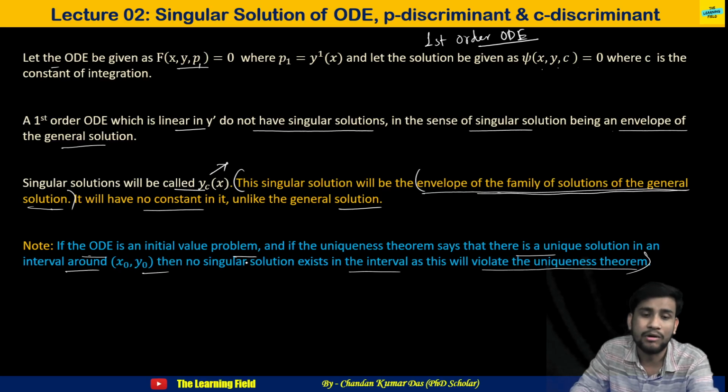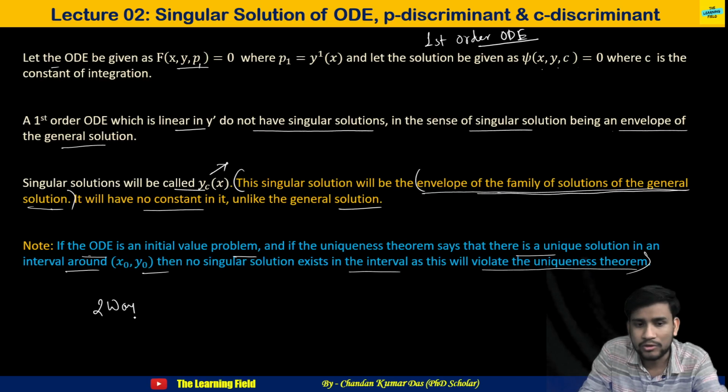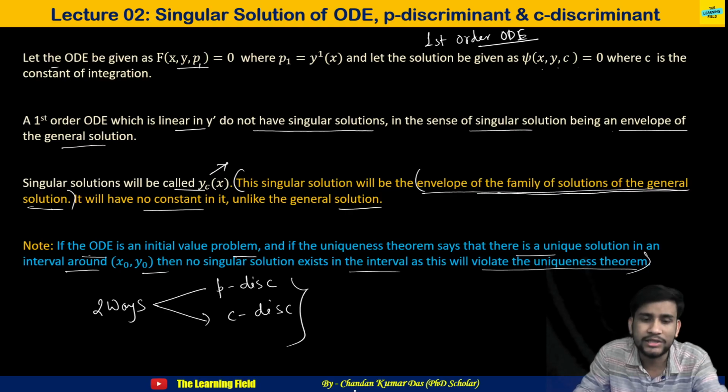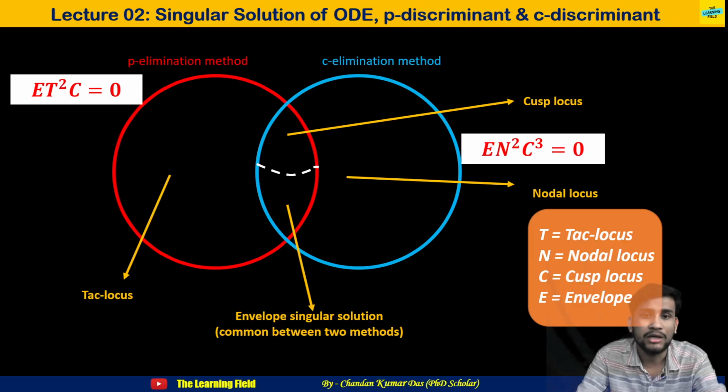Going to the next, how can we find this singular solution? I think you all know from BSc classes that there are two ways to find the singular solution: one is the p-discriminant method and the other is the c-discriminant method. Now we will discuss these two methods one by one with the help of different types of examples.